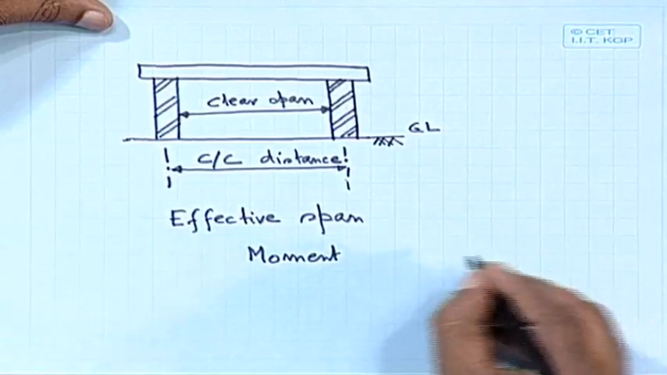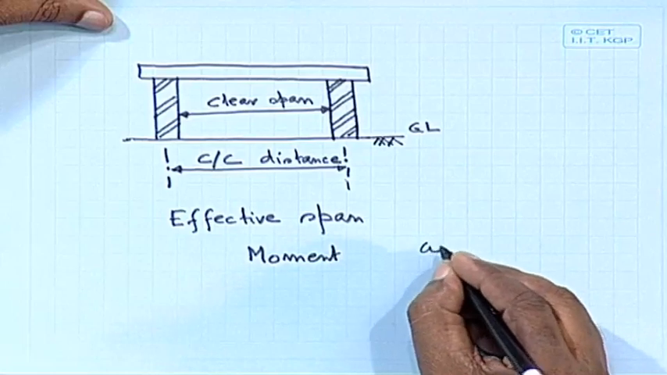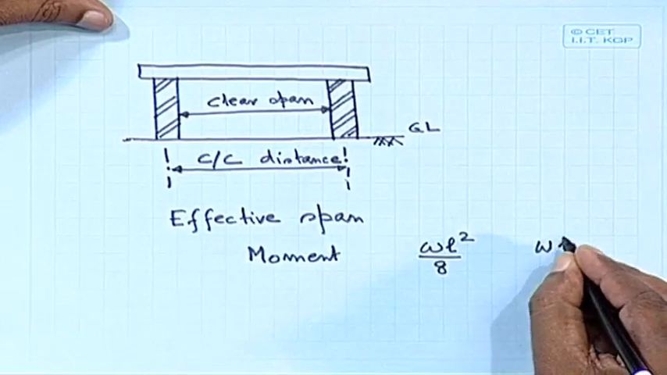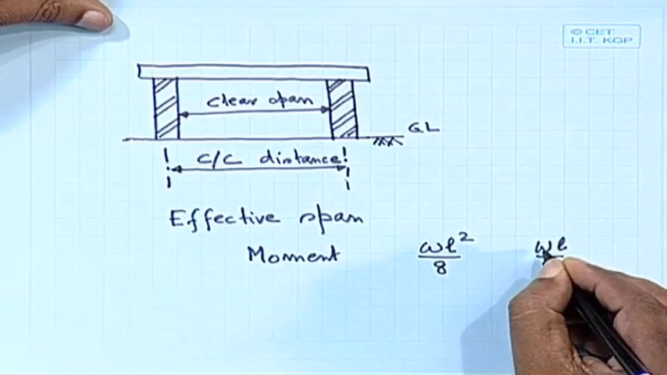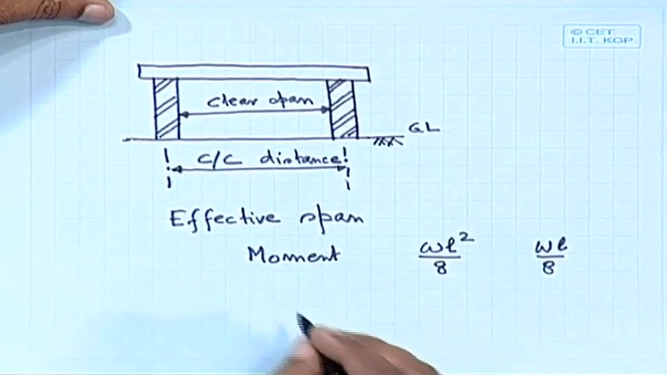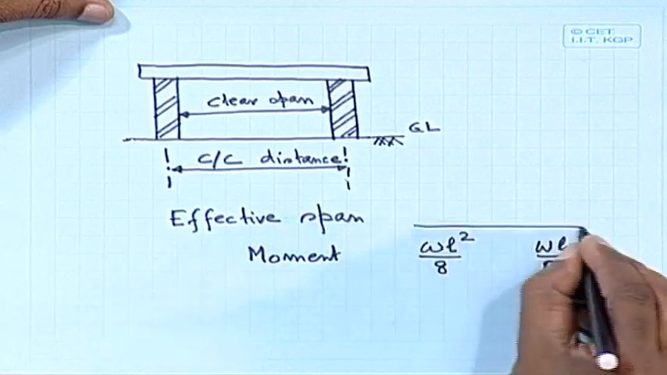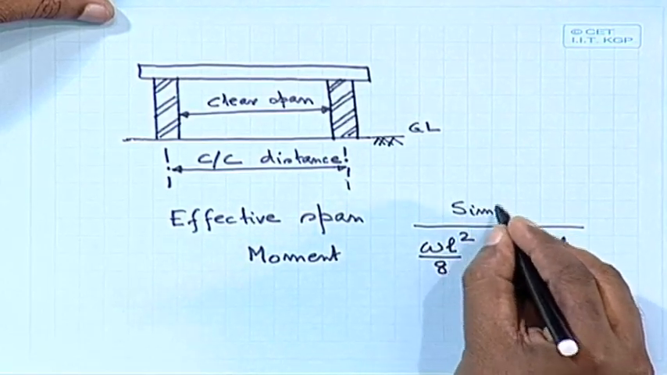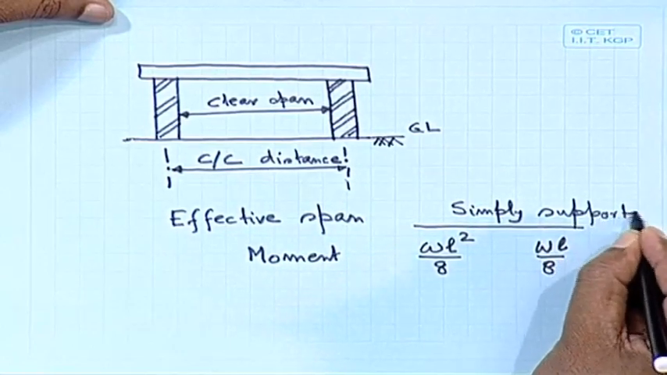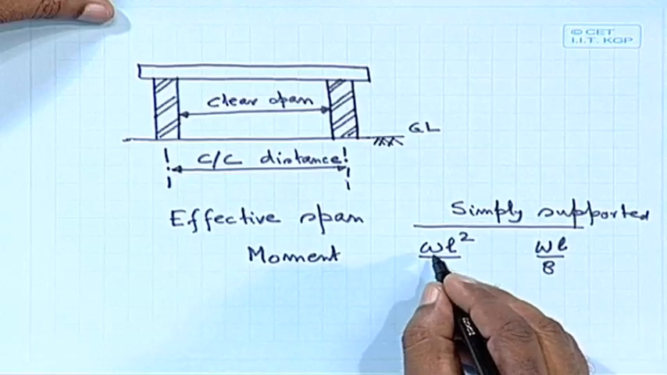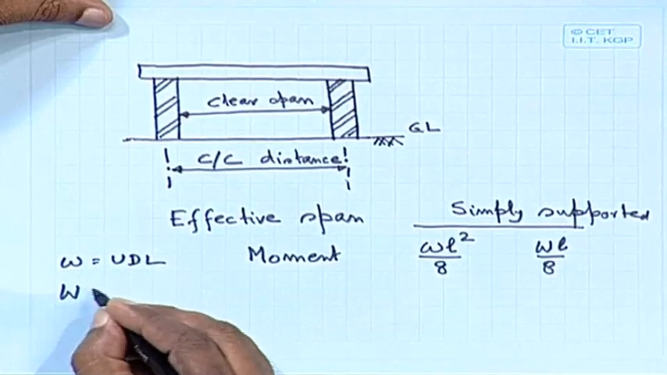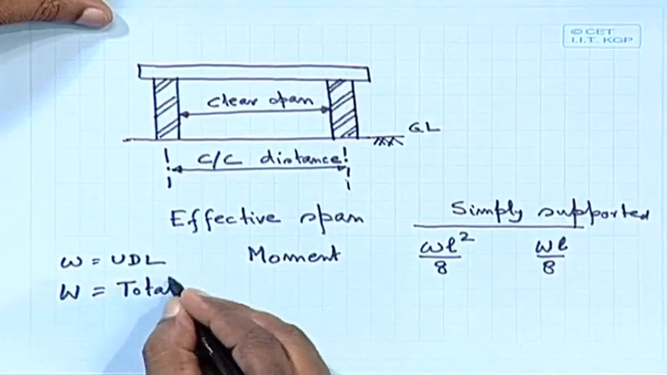So, for the simply supported case, let us say W L square by 8. You may find the other way also, W L by 8. W is the total load, or W is the uniformly distributed load. Let us be specific, simply supported. We can specify one of the ways, whether we specify W as UDL or W as the total load, whichever way we specify.